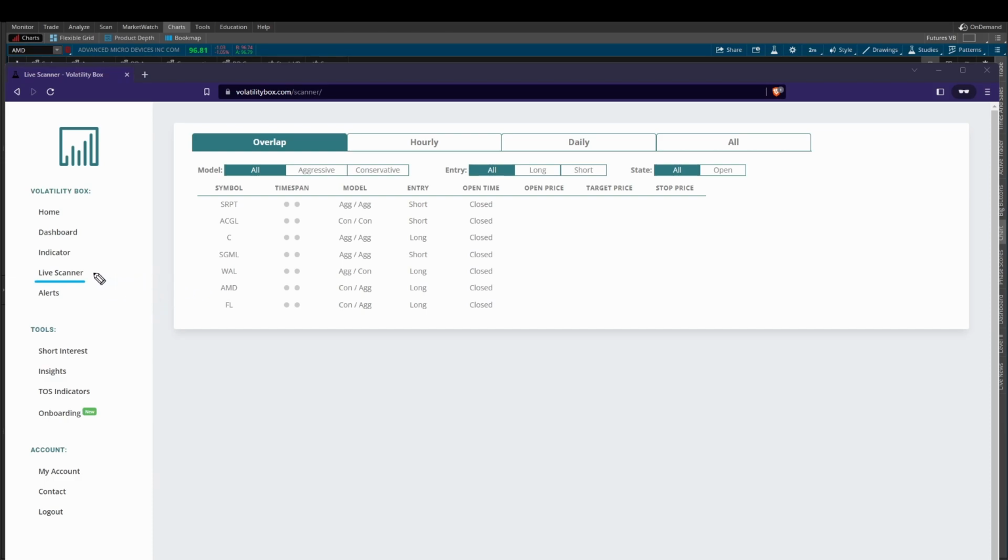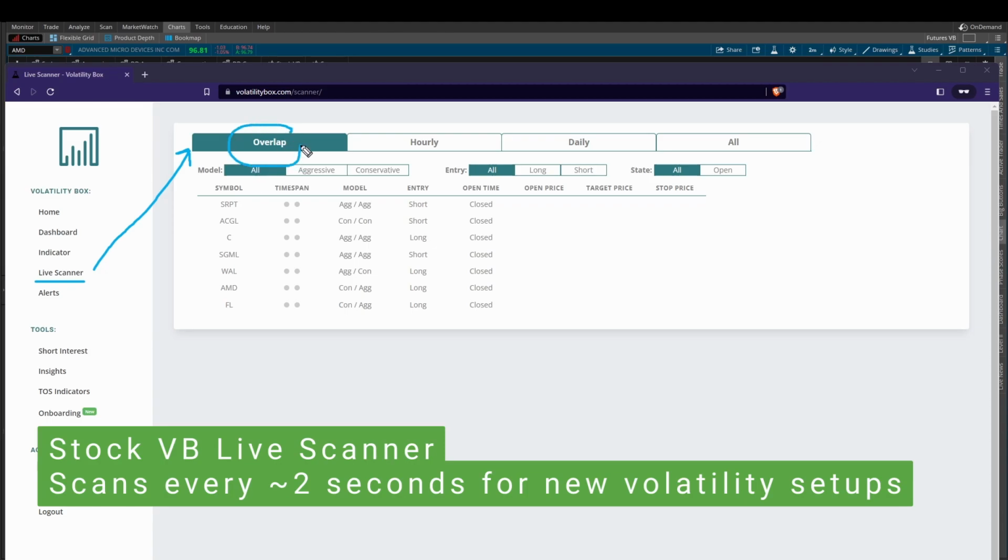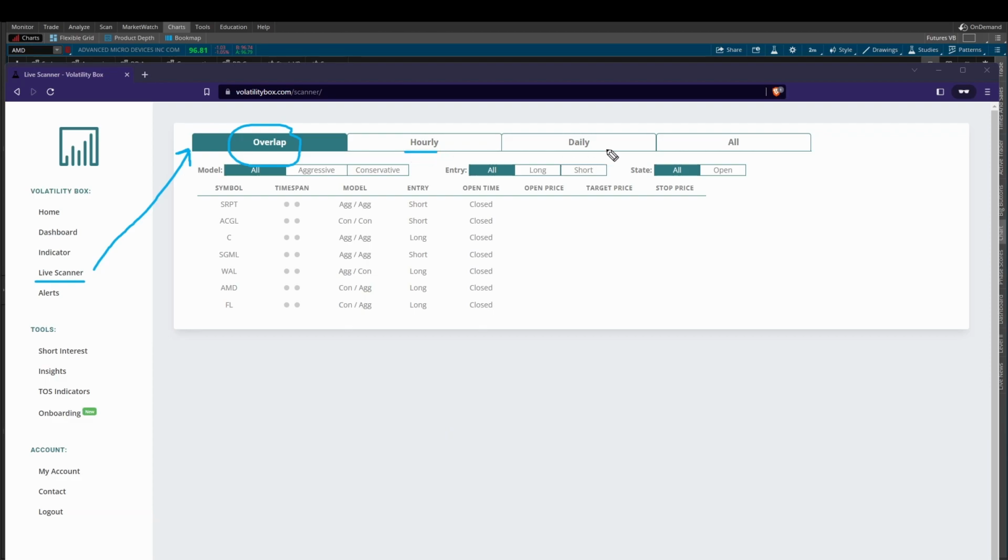And not only did it trigger on the live scanner, it triggered on the overlap tab. The overlap tab is essentially the best of the best setups that we have. We look for hourly and daily volatility box breaches. That gives us this double confirmation where we know that, hey, the stock is extended.